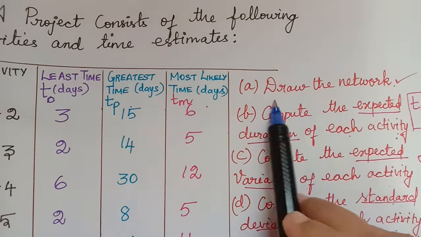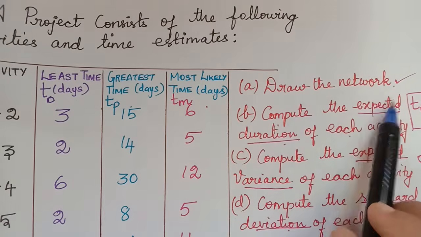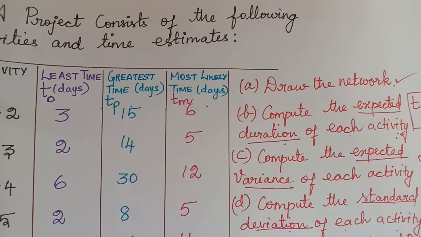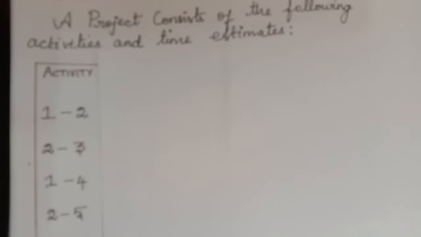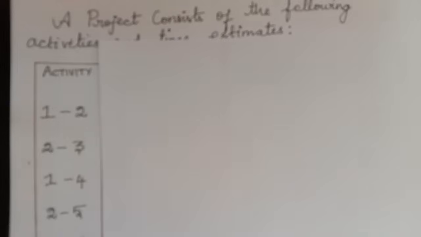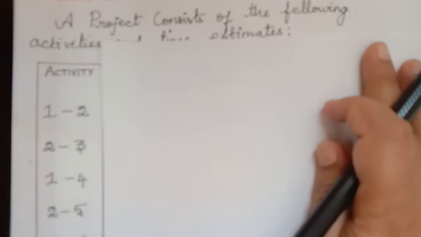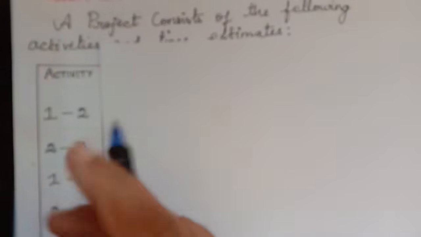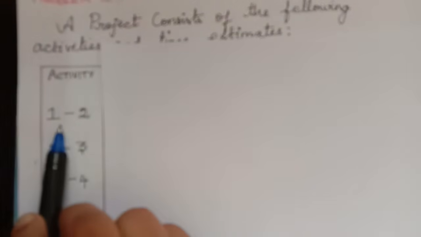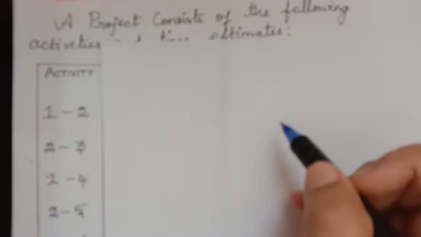Now we shall do the first question. Draw the network. So let us draw the network first. So here we have the activities given. So I am going to draw the network now. So let us see that. The first activity that we have is 1, 2. So we shall draw the network for this activity.